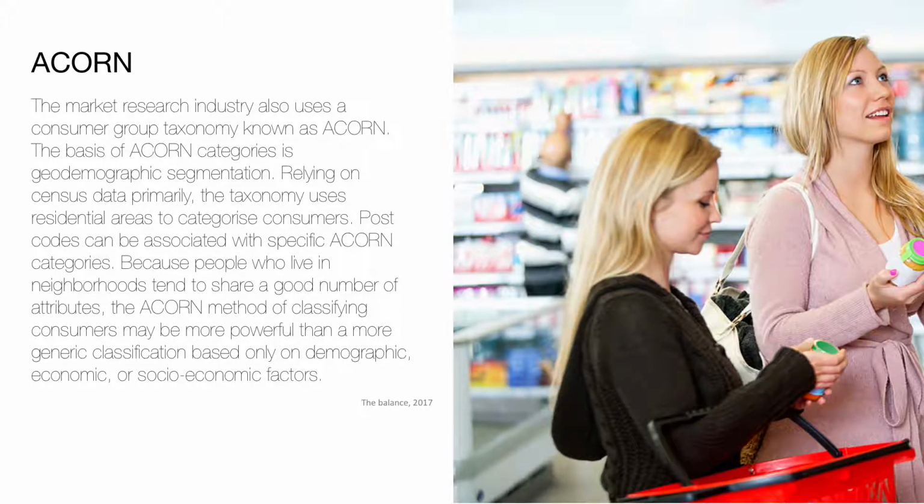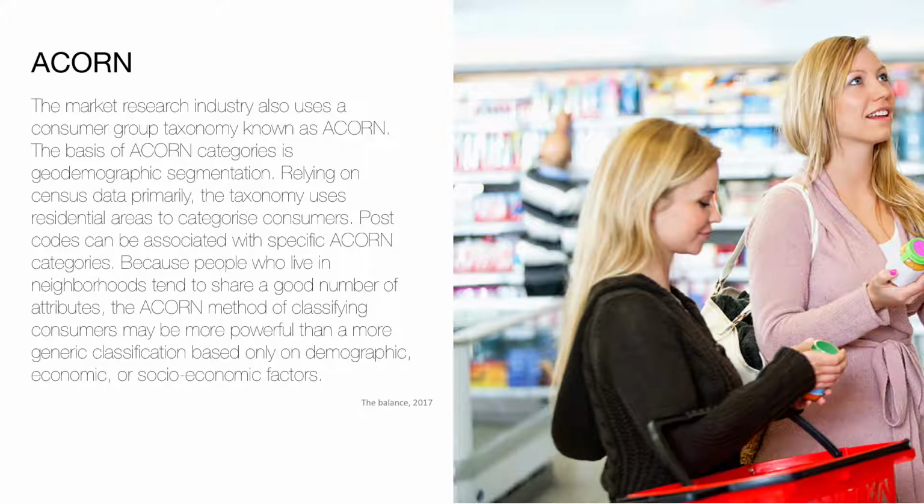Another category is referred to as ACORN. The market research industry also uses a consumer group taxonomy known as ACORN. The basis of ACORN categories is geodemographic segmentation. Relying on census data primarily, the taxonomy uses residential areas to categorise consumers. Postcodes can be associated with specific ACORN categories.